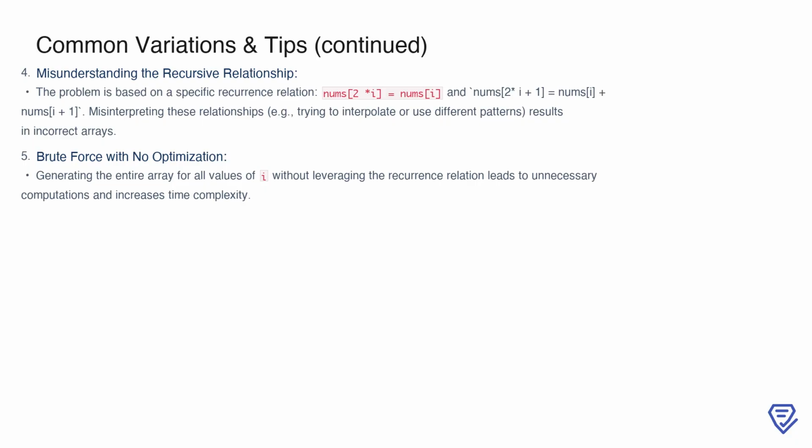Additionally, some solutions use brute force without any optimization. Generating the entire array for all values of i without leveraging the recurrence relation leads to redundant calculations and unnecessary computational overhead, which increases the time complexity significantly. Efficiently applying the given relationships is key to solving the problem effectively.